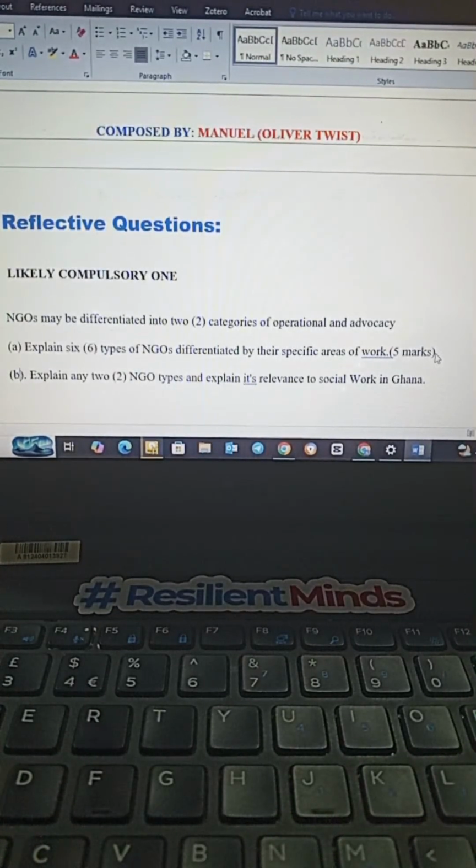So what example can we give here? One classical example we can give under CSO is Amnesty International. Yes, so Amnesty is an example of a CSO. If you come down, we have PPAG. Yes, so PPAG Ghana is also an example of a CSO.